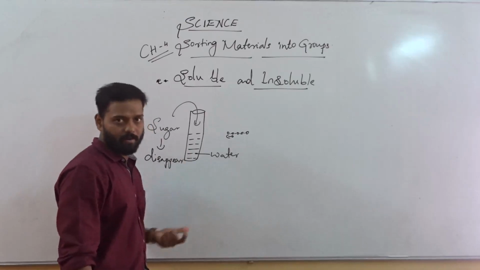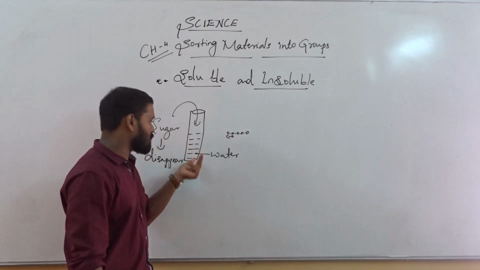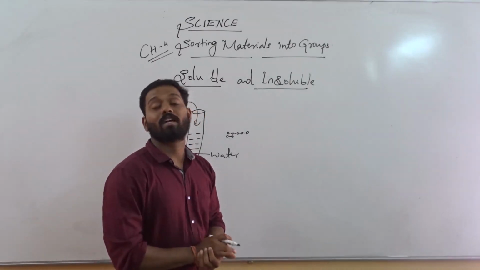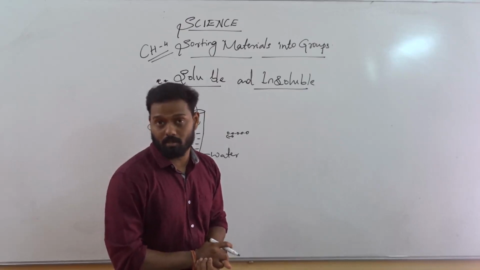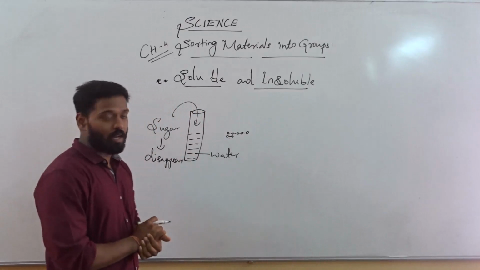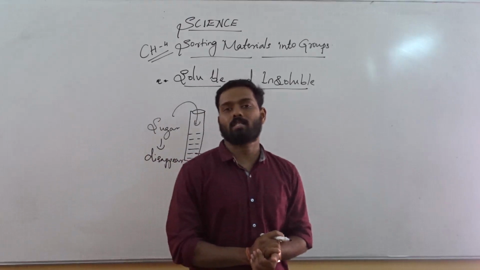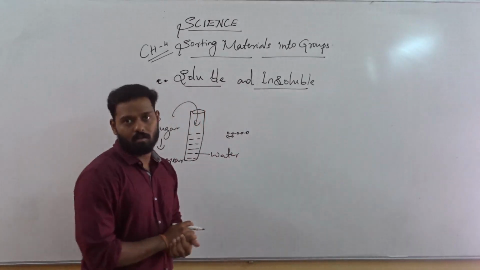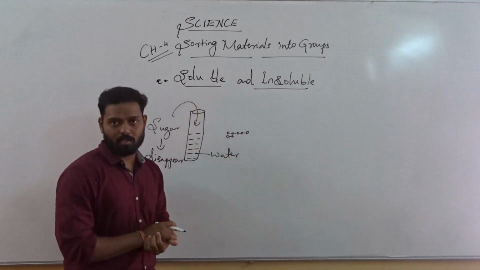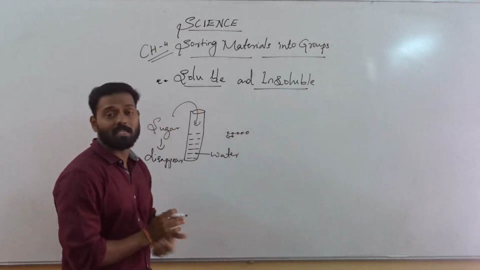They will disappear. Suppose you are adding any objects or materials to water, if they disappear in water, such kind of substance we can call a soluble substance. Okay, so it should disappear in water. Understood now? What does soluble substance mean? Any materials or objects, if they disappear in water, such kind of substance or objects we call soluble substances.